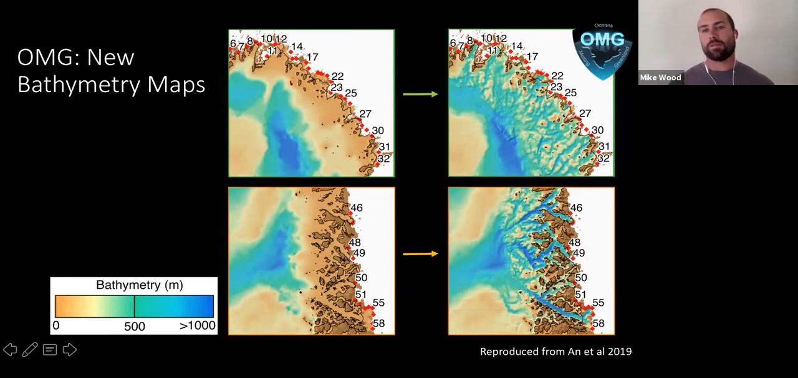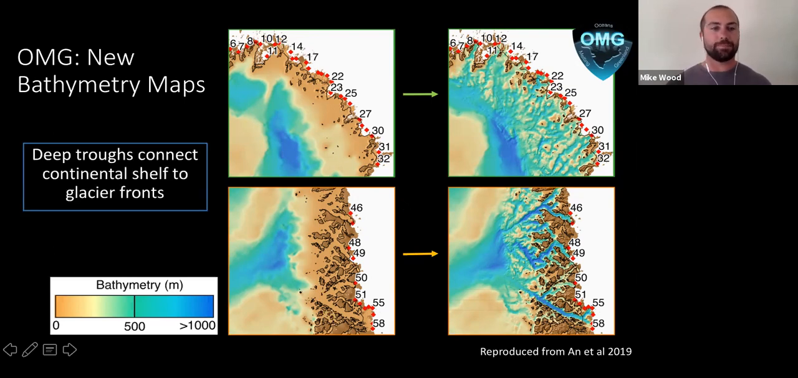These new maps are the result of the bathymetry surveys by boat, and then a lot of work by Luann, who was a former UC Irvine graduate student and postdoc. And she's done a huge amount of work changing the way that we see the Greenland coastline.